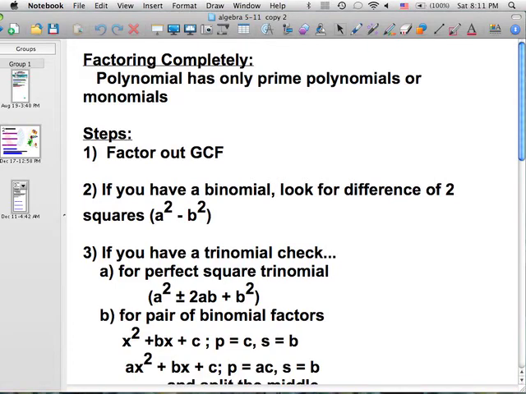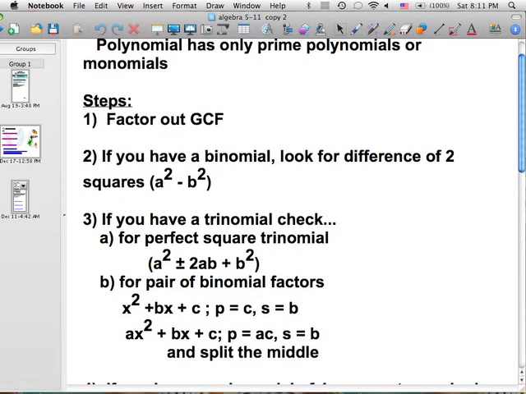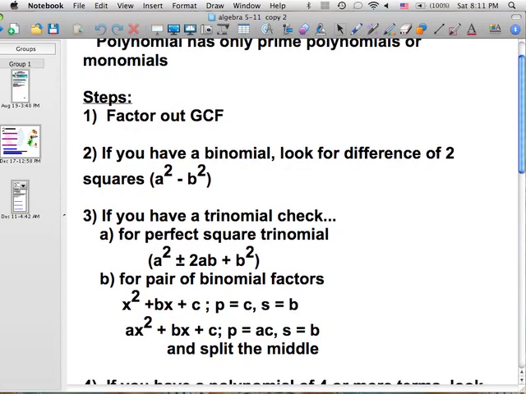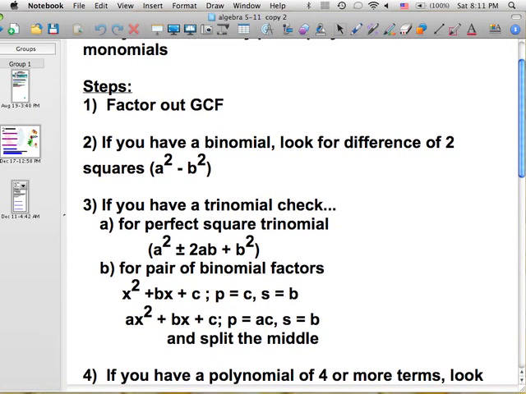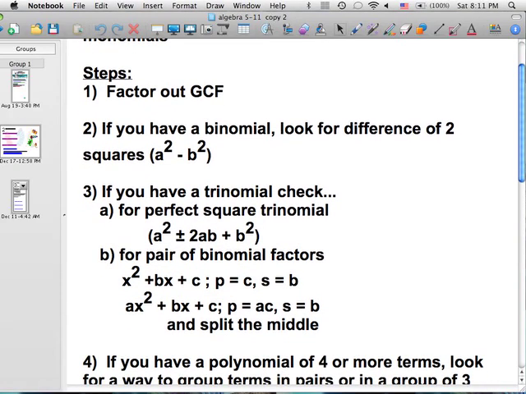If you have a binomial, look for the difference of two squares. If you have a trinomial left, see if it's a perfect square trinomial. That's where the ends are perfect squares and the middle is twice the product. If it is not, see if you can do product sum, where the first term, the x squared term, has a 1 in front. If not, then you need to split the middle.